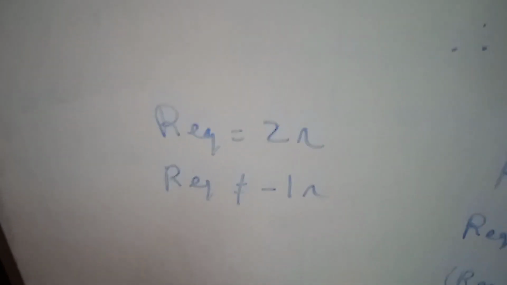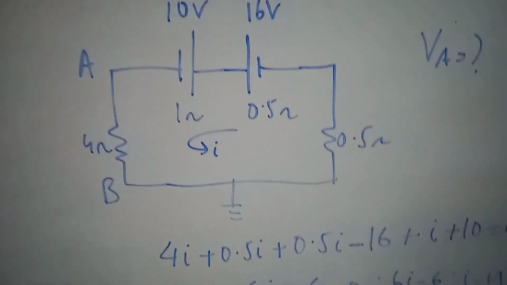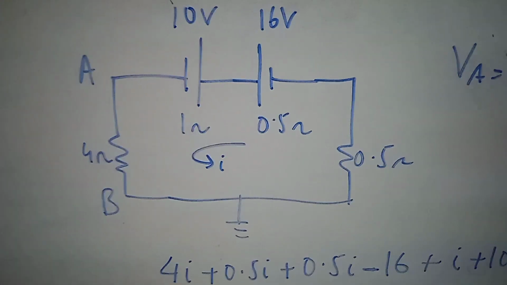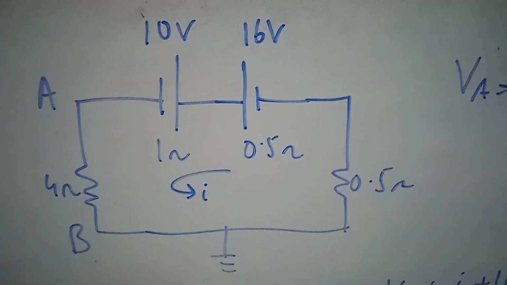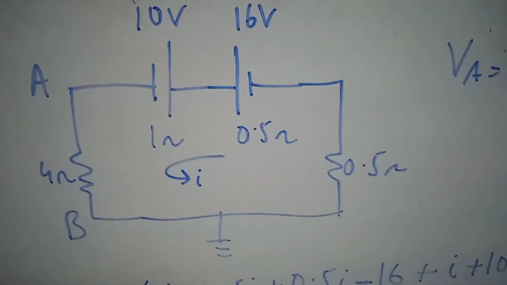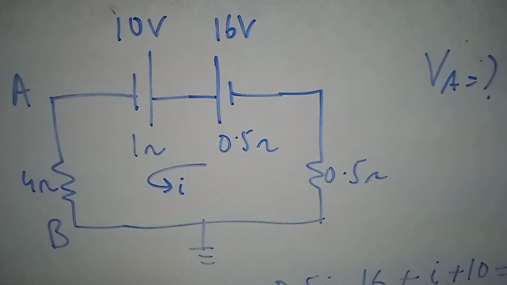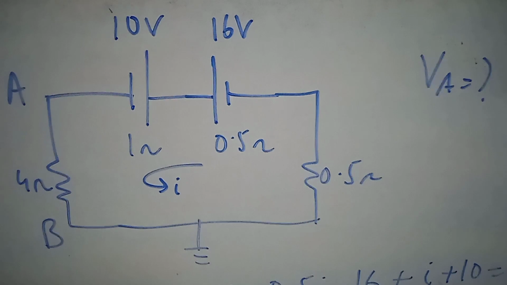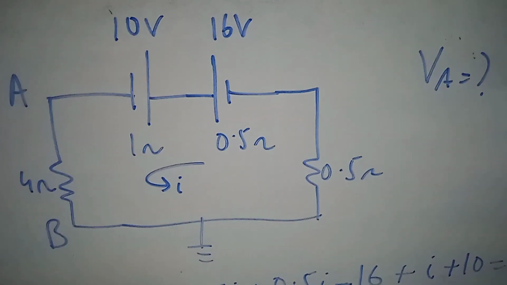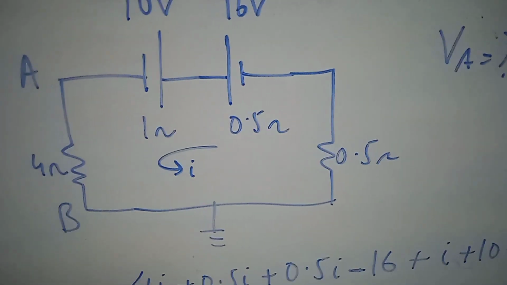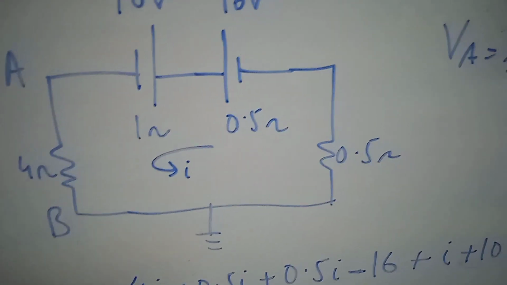Thank you students. Welcome to the world of circuits. So this is a circuit. You can see 1 ohm is the internal resistance with EMF 10 volt, and next 0.5 ohm, which has EMF 16 volt, is connected in series with 0.5 ohm and 4 ohm.